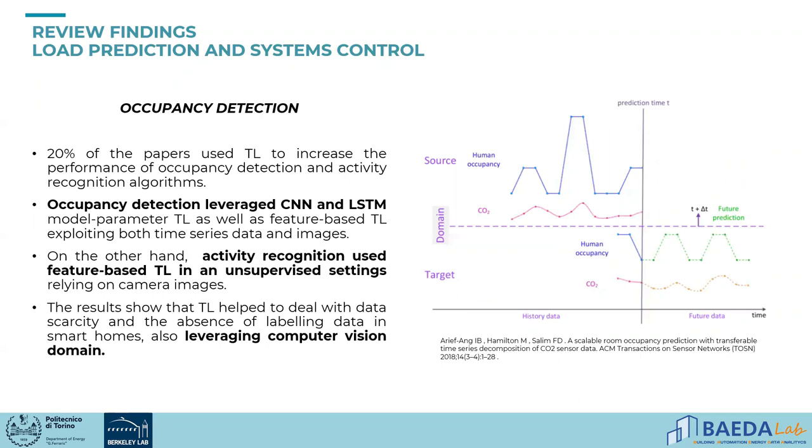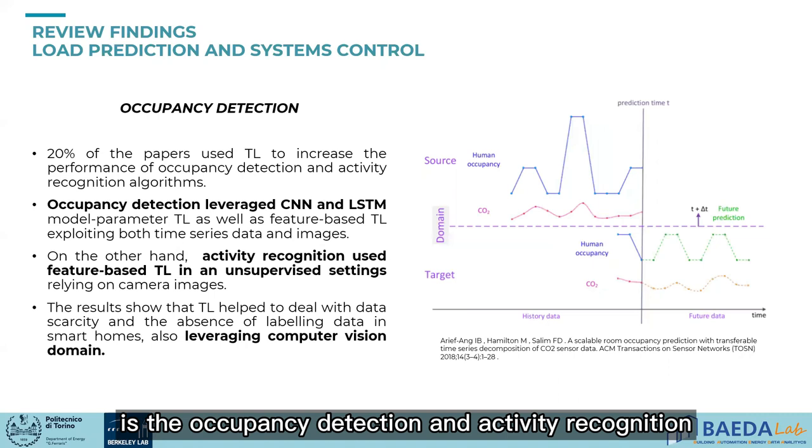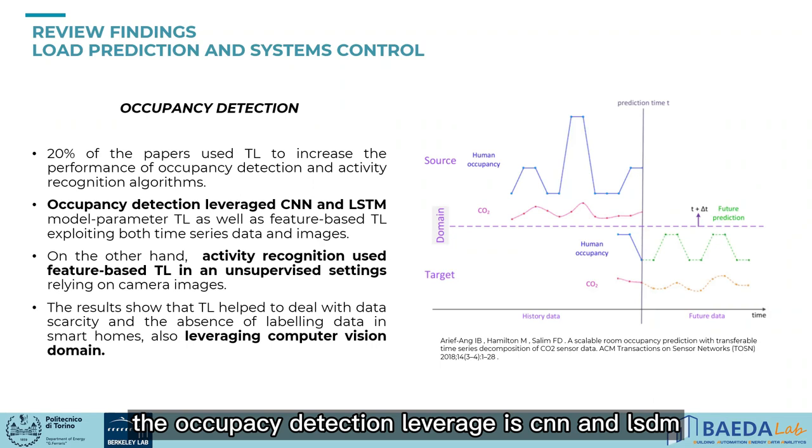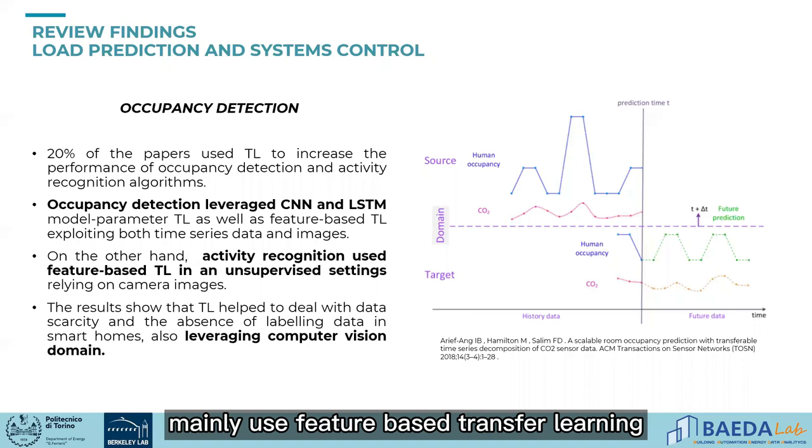The last application area among our 4 application areas is occupancy detection and activity recognition. That represents the second most studied application. In particular, occupancy detection leverages CNN and LSTM, as well as feature-based transfer learning to exploit both time series data and images. On the other hand, activity recognition mainly uses feature-based transfer learning.